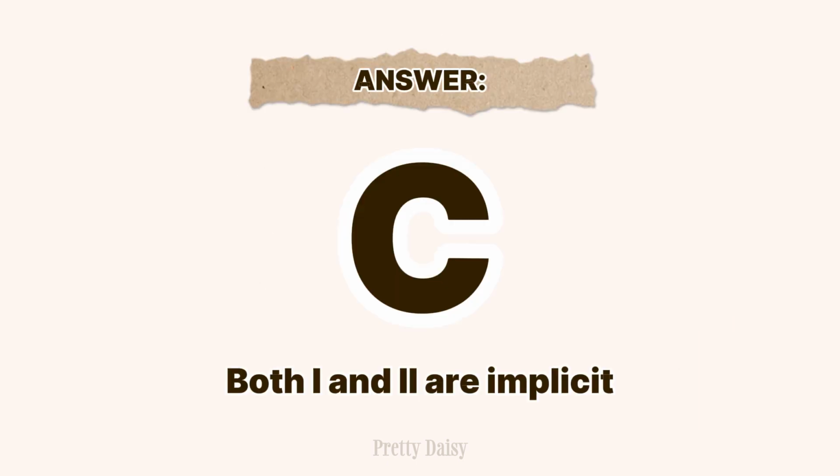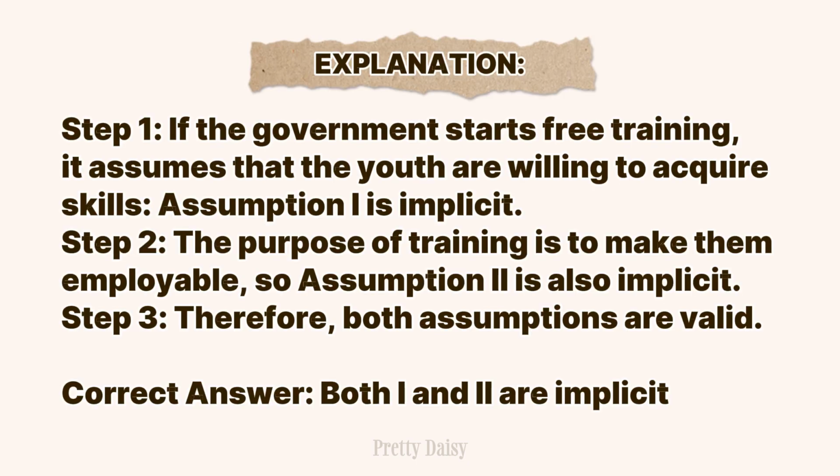Answer: C. Both 1 and 2 are implicit. Step 1. If the government starts free training, it assumes that the youth are willing to acquire skills. Assumption 1 is implicit. Step 2. The purpose of training is to make them employable, so assumption 2 is also implicit. Step 3. Therefore, both assumptions are valid. Correct answer: both 1 and 2 are implicit.